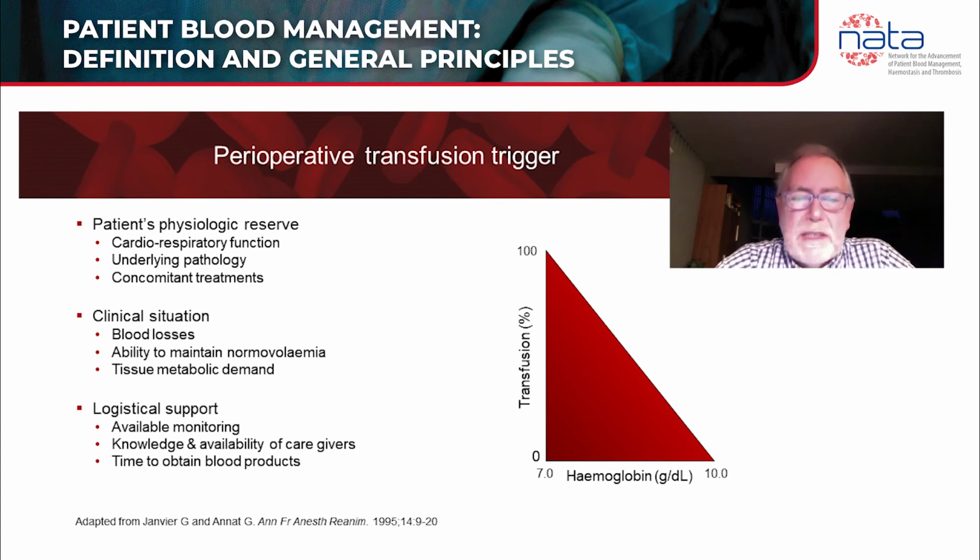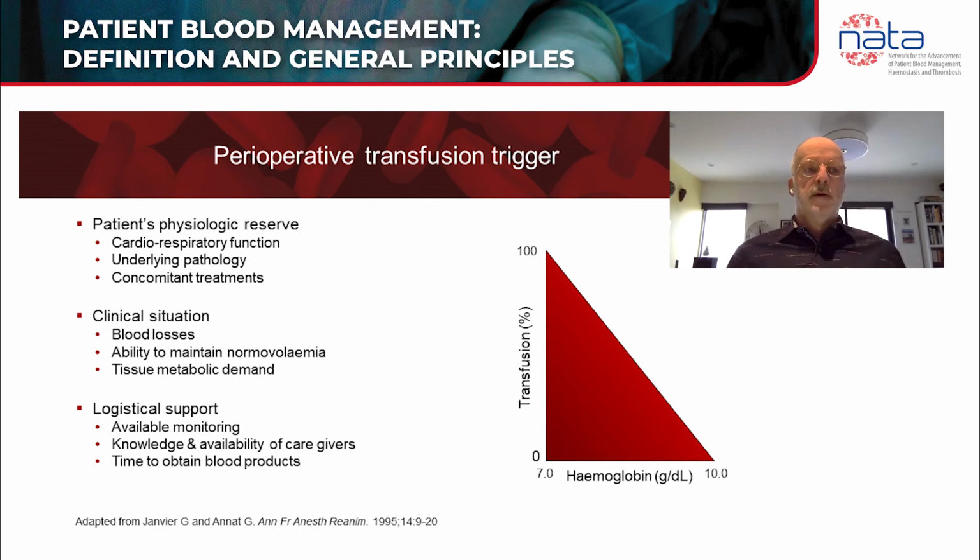So with these different factors in mind, the clinician will decide to transfuse or not a patient, taking into account a range of hemoglobin. We all agree that for hemoglobin above 10 grams per deciliter, most of the patient will not be transfused, while for those with a hemoglobin concentration below 7 grams, most of them will be transfused. And between the two, the different factors we described will help the clinicians to take the best decision for the patient in a clinical condition.